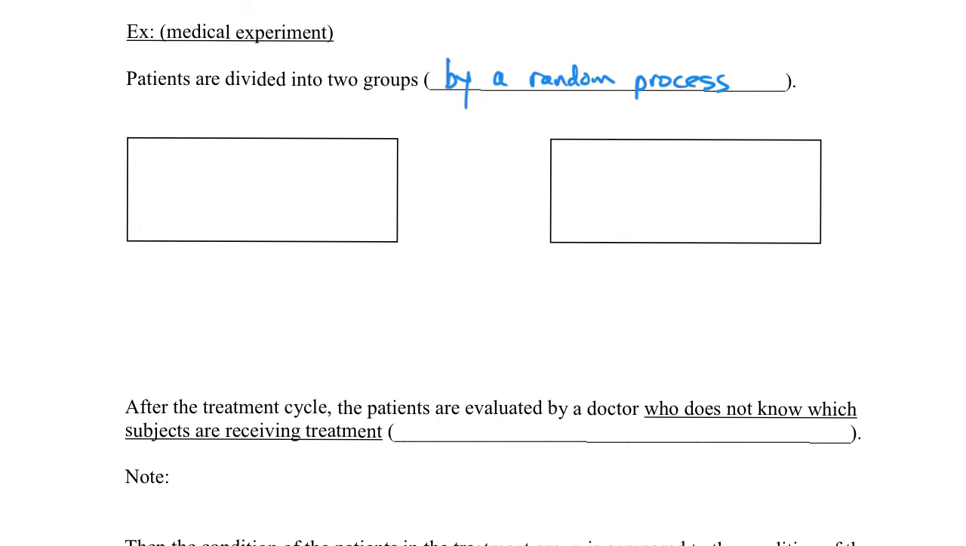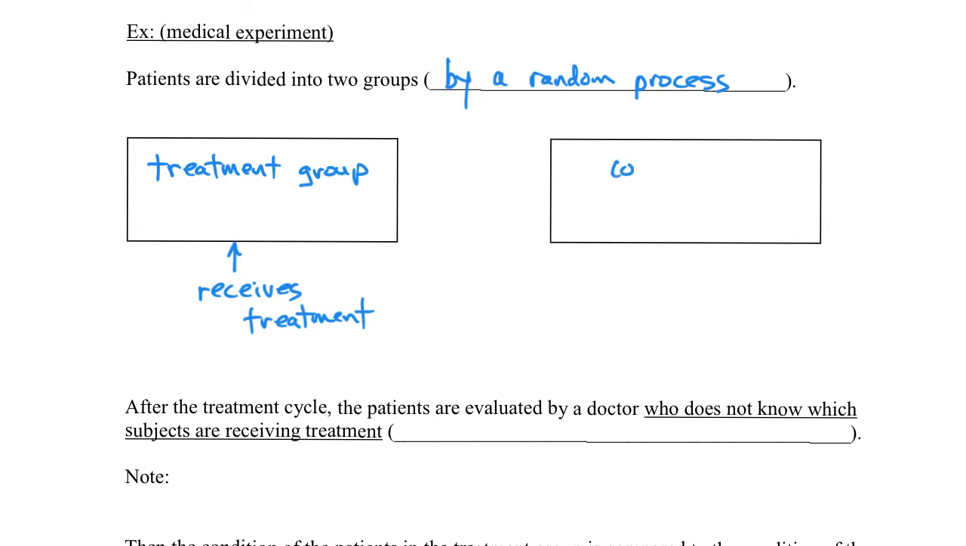But basically, in situations like this, what you do is you take all the patients you have and you divide them into two groups by a random process. So what you'll have is this group called the treatment group. And this group will receive the treatment, whatever that is. So in human studies, a lot of times this will be some sort of medicine. So the treatment group receives the treatment.